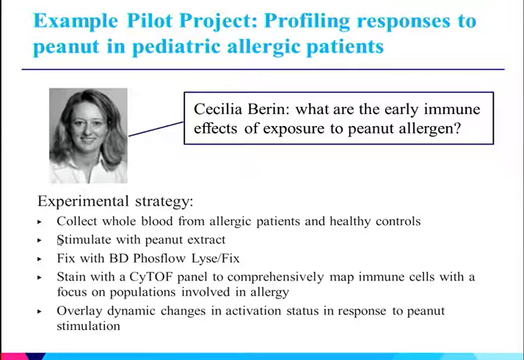And so the ideal strategy was really to use whole blood that was essentially minimally manipulated. We want to take blood, throw some peanut on there, and then fix it as quickly as possible to minimize any sort of environmental artifacts on that sample. And then use a comprehensive CyTOF panel to delineate a number of relevant cell types, and then overlay potential dynamic changes in activation of those cells in response to peanut.